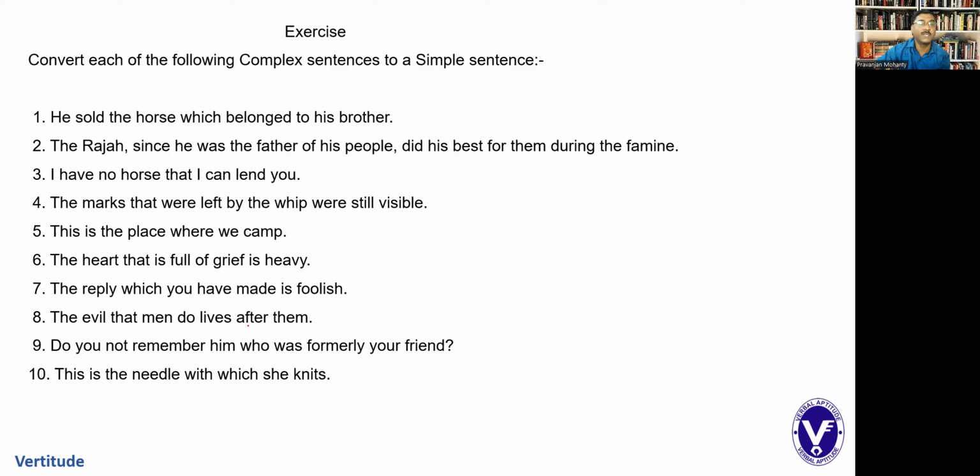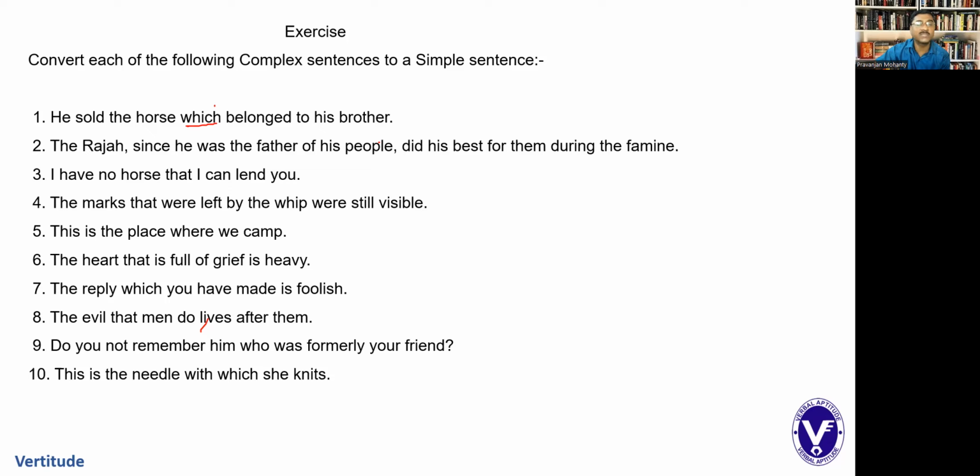Let's do complex sentences to simple sentences. He sold the horse which belonged to his brother. We have to remove this which. He sold his brother's horse. The Raja, since he was the father of his people, did his best for them during the famine. The Raja did his best for them during the famine like a father.